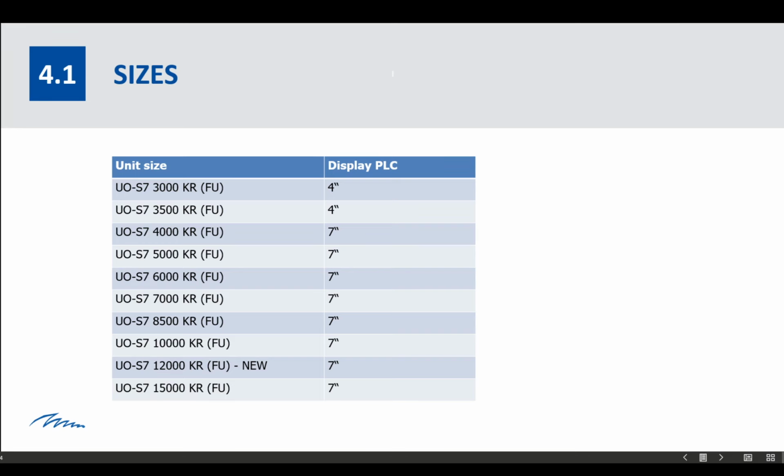As you can see, we have one new series to cover the gap between 10,000 and 15,000 KR. So that's the new one, the 12,000 KR. And on the right side, you can see that the 7-inch, the bigger display, starts from a capacity of 4,000 liters per hour. Smaller ones do have 4-inch version, but can also be upgraded.